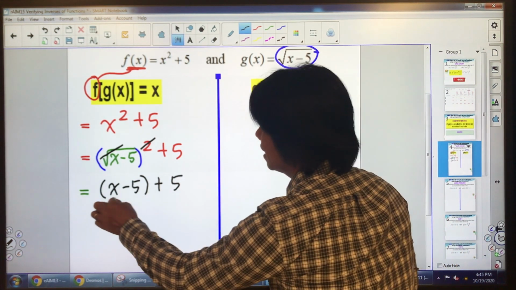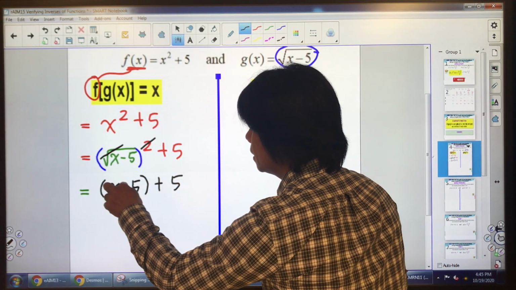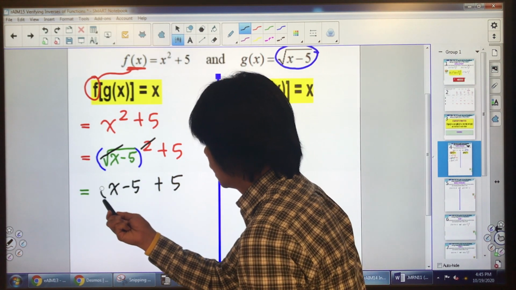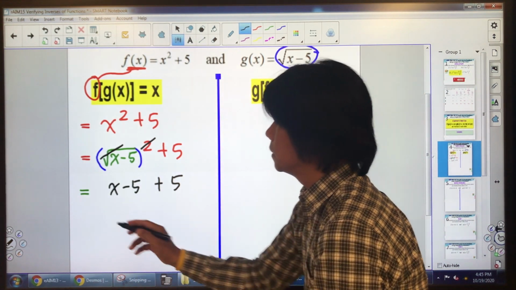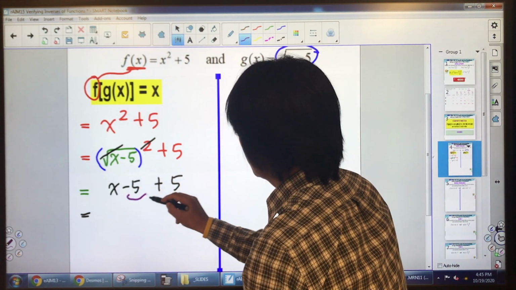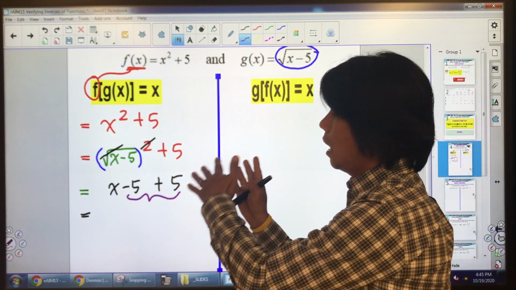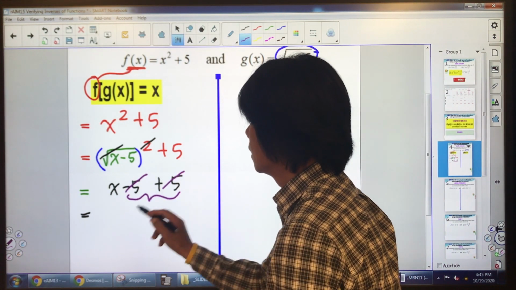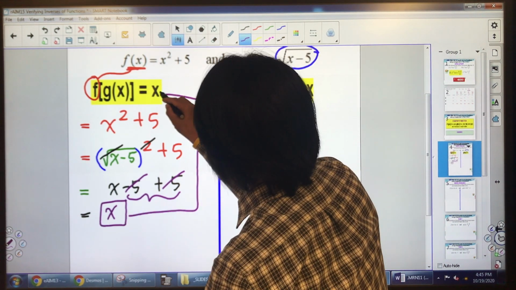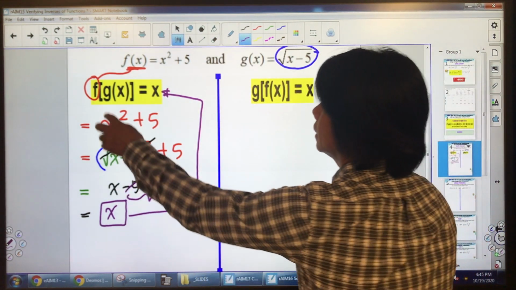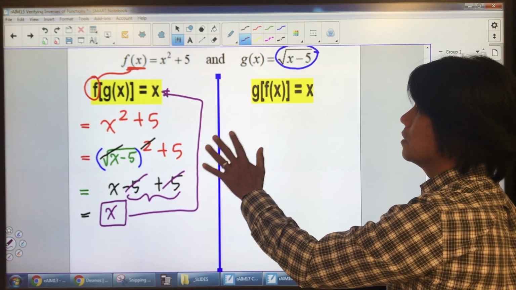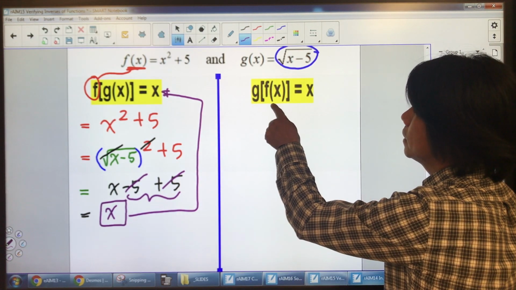But can you do anything inside the parentheses? Can you simplify this further? No. So therefore, I can just remove the parentheses and then I can simplify it further. How? Because we know that negative 5 and plus 5 are opposite of each other. It's 0, right? So what's left? It's just x, which is our target. We have shown that the composition of the function is equal to x. But that's half, the first half of the work. We need to do this as well.